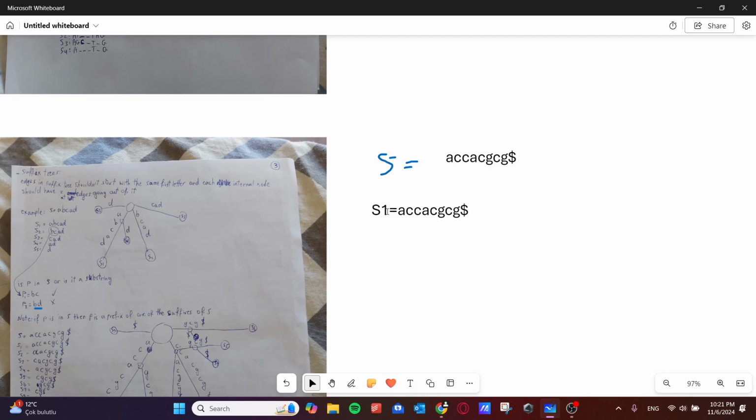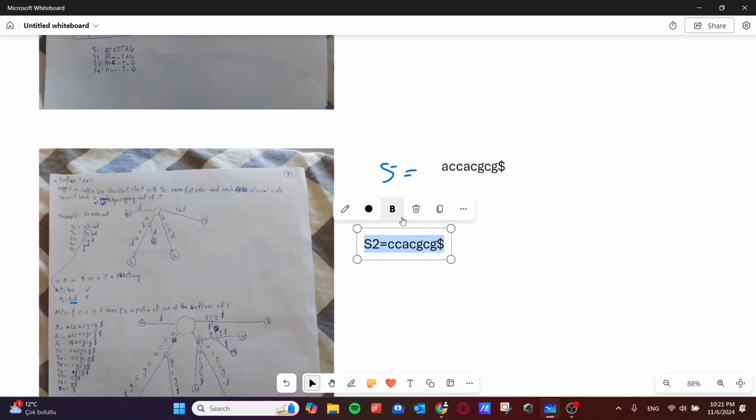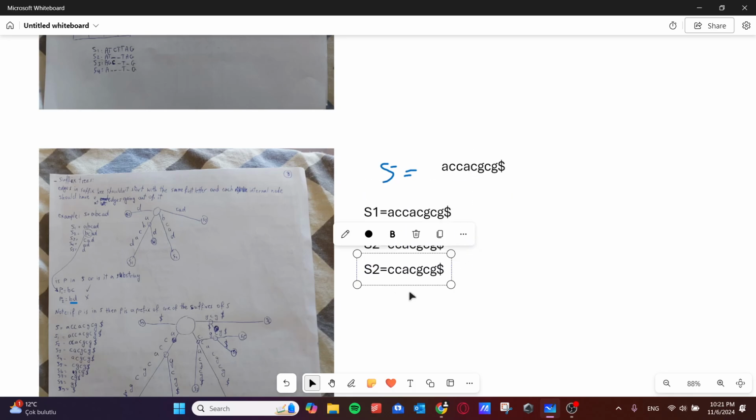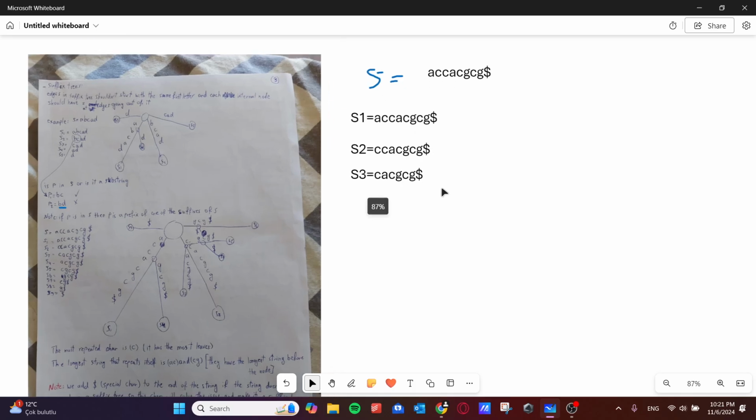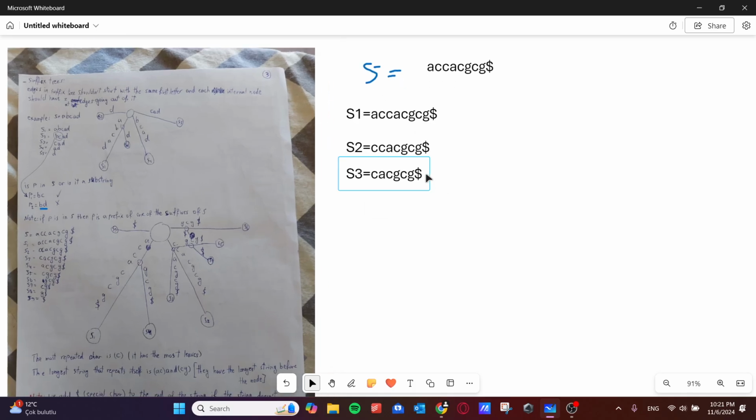Okay. The second one will be the same, but we delete the first letter. The third will be the same, but we delete the first letter. And we continue. I always delete the first letter, okay, guys?